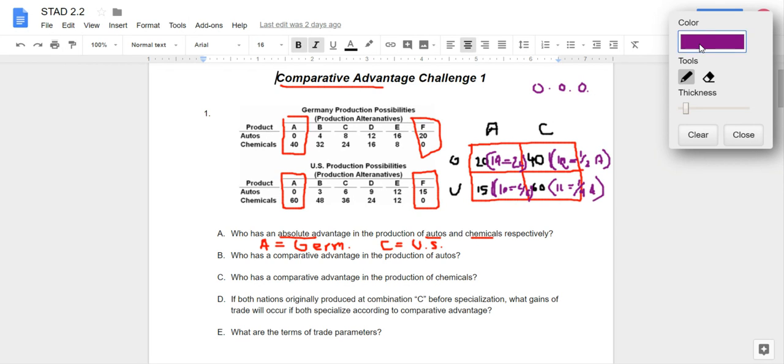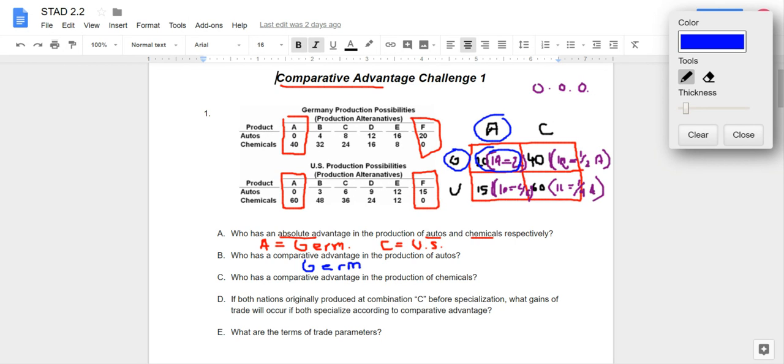All right, now we need to go ahead and circle them up. We know that the nation should specialize in what they can produce for the lowest opportunity cost. So we're looking in the column for autos here. Who should specialize in autos, or who has a comparative advantage in autos? Well, Germany, to produce 1 auto, it only costs them 2 chemicals. But for the United States to produce 1 auto, it's very expensive and costly. It costs them 4 chemicals. But Germany is going to specialize because of this low opportunity cost, specializes in autos. So the answer to B is Germany.